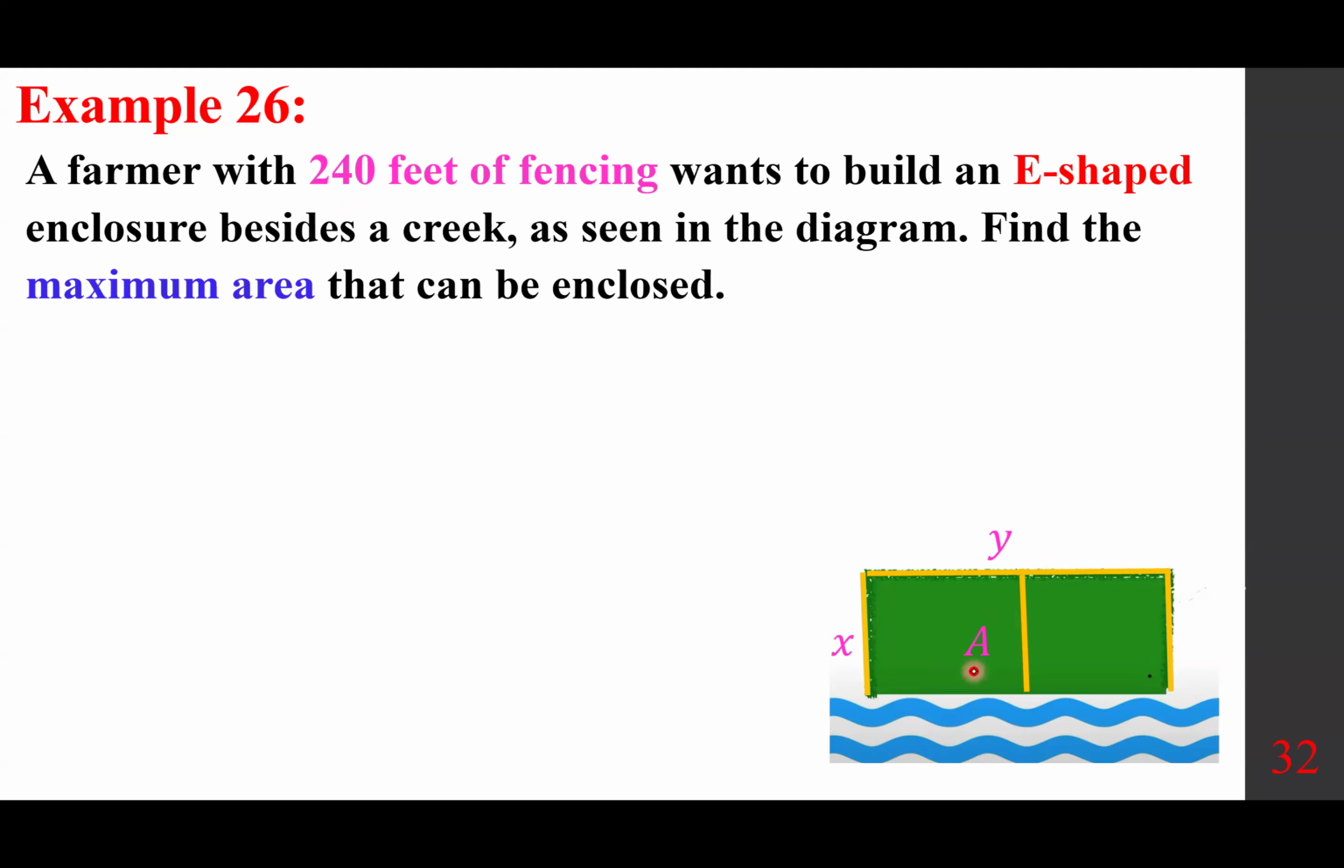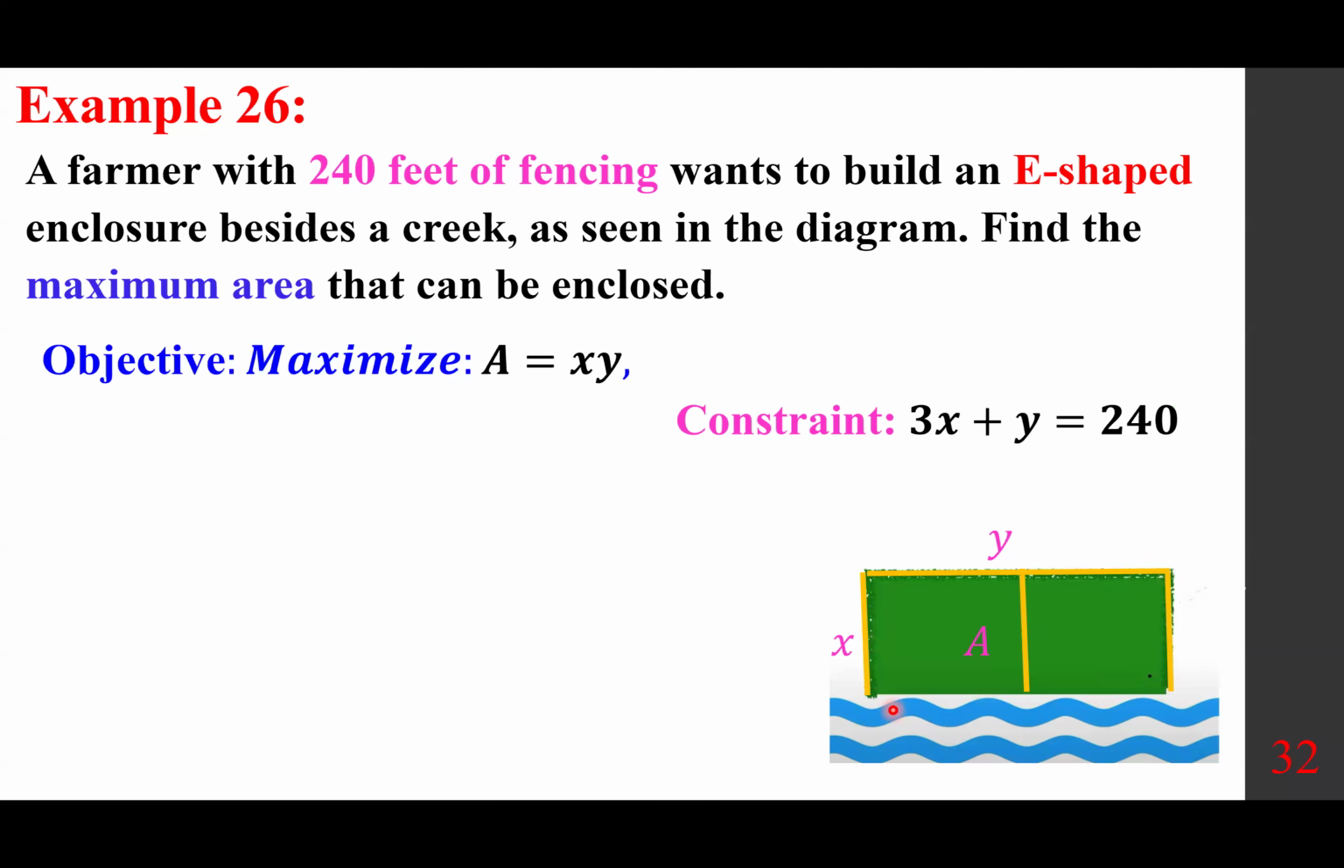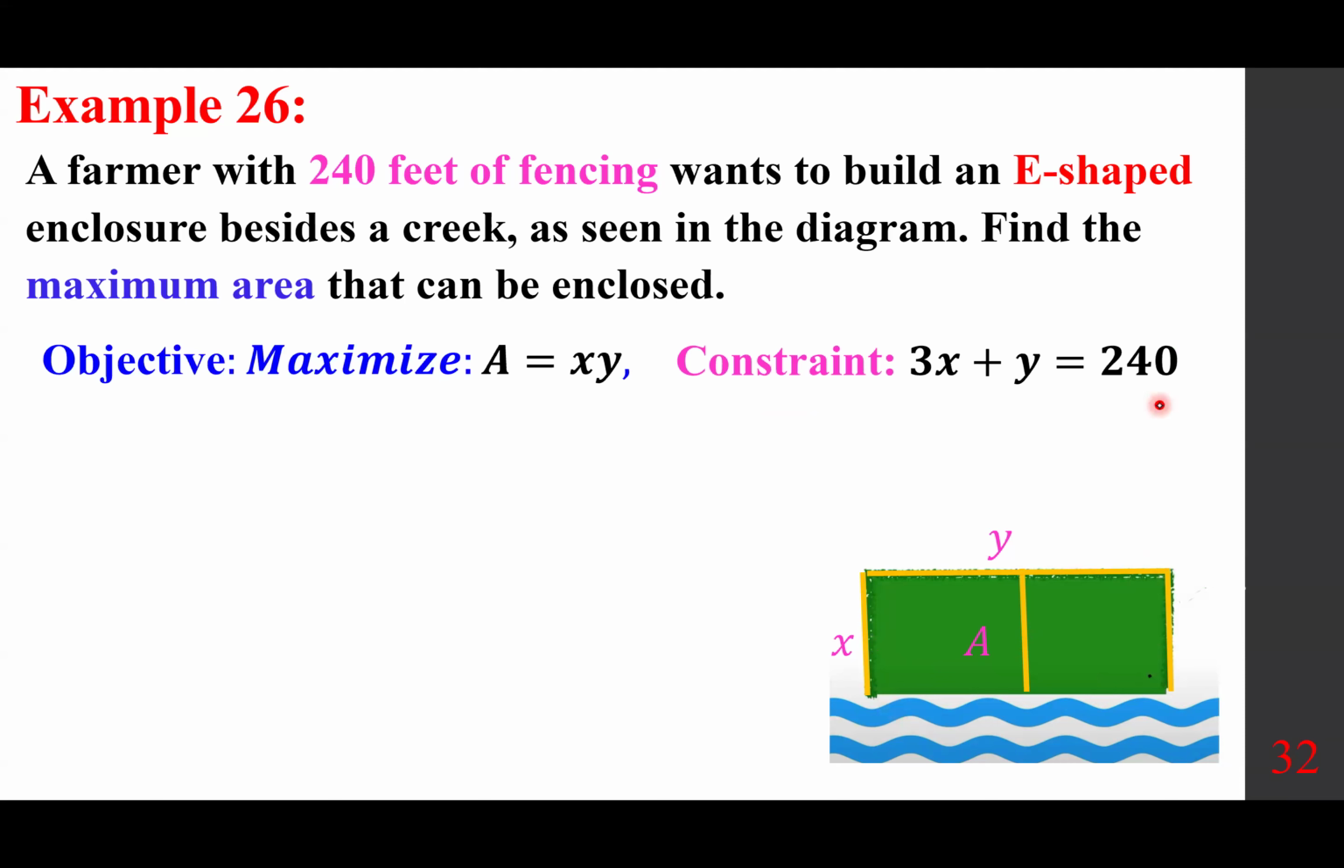You want to maximize the area. This is your objective function, which is x times y. The constraint: we have 240 feet of fencing. 1x, 2x, 3x, and only one y. This side doesn't need it. So 3x plus y equals 240.